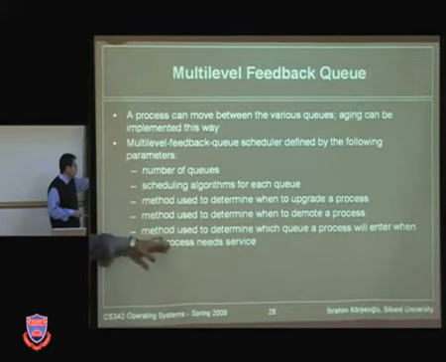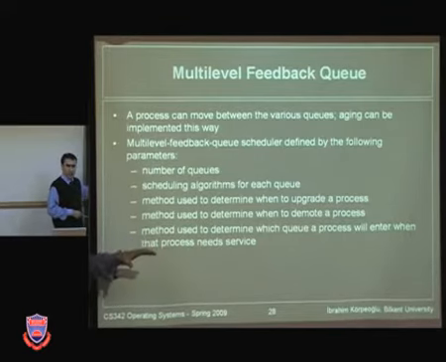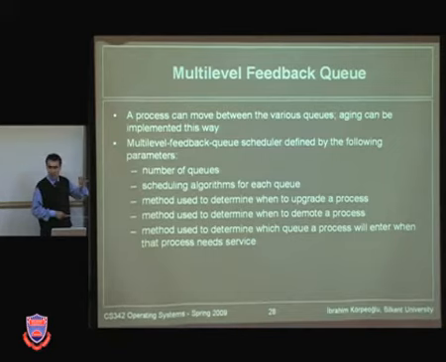We need to determine a method to decide which queue a process will enter when that process is created initially or needs service. Okay? So this has to be specified. All right? Then we obtain a concrete algorithm as the scheduling algorithm.